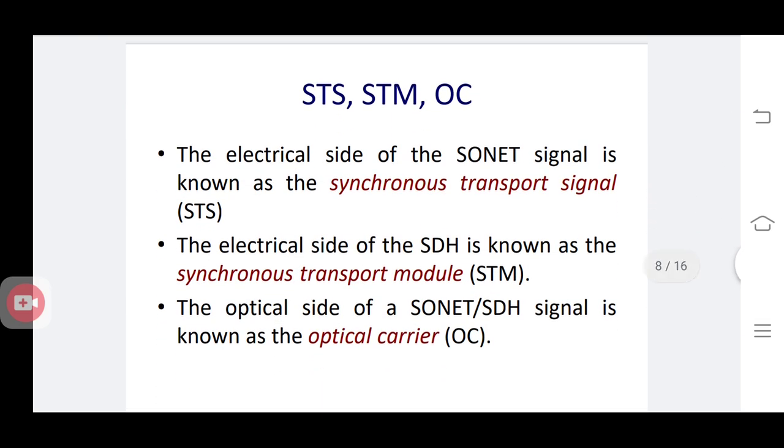And in the SONET and SDH standards, we have three variations or types: STS, STM and OC. STS, synchronous transport signal, is the electrical side of SONET, STM, synchronous transport module, is the electrical side of SDH, and OC, optical carrier, is the optical side of SONET/SDH. So STS, STM and OC are all variations or substandards of SONET/SDH.